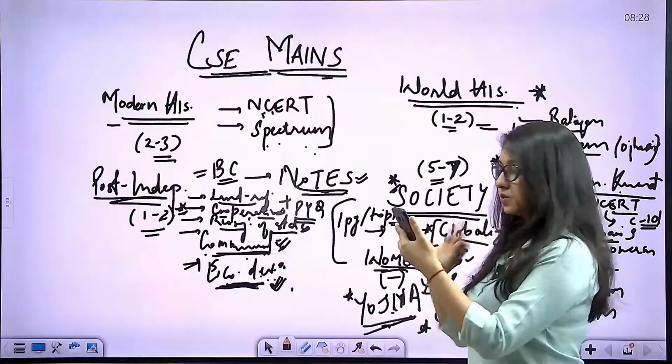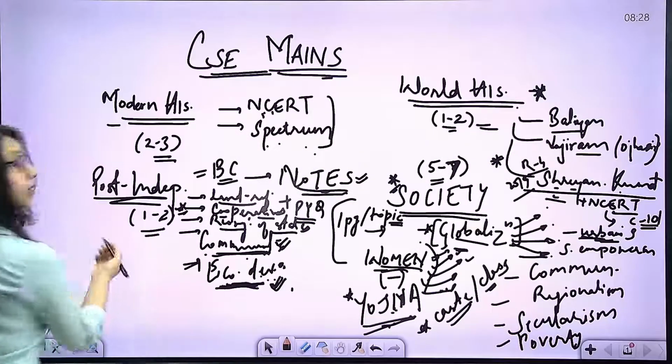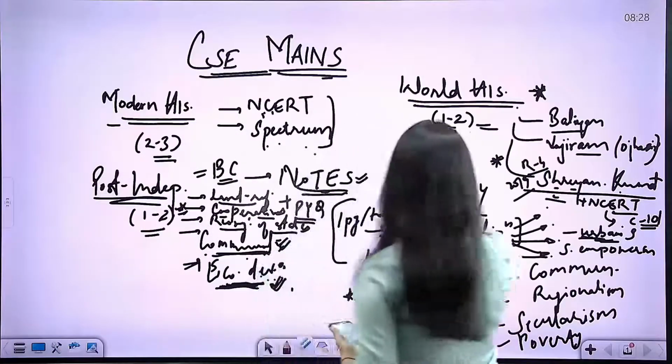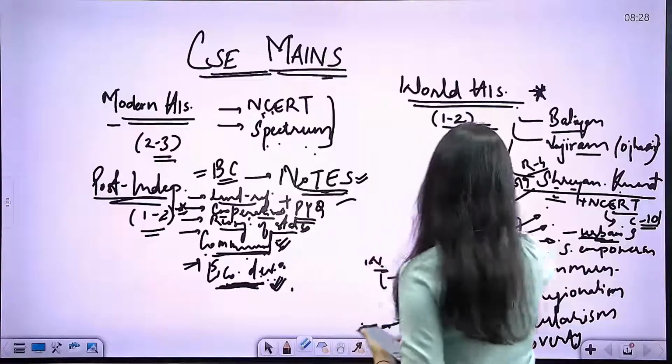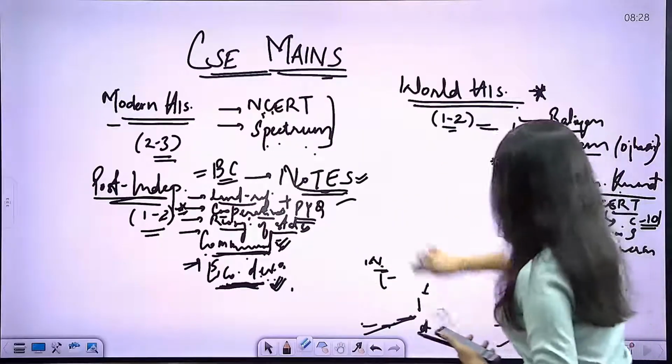This was about history. Then we are just left with geography. Can I write geography here? Okay. Just give me a second. Society, I am erasing it. I hope all of you have noted down.